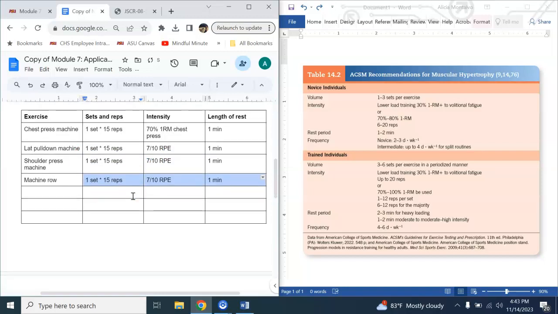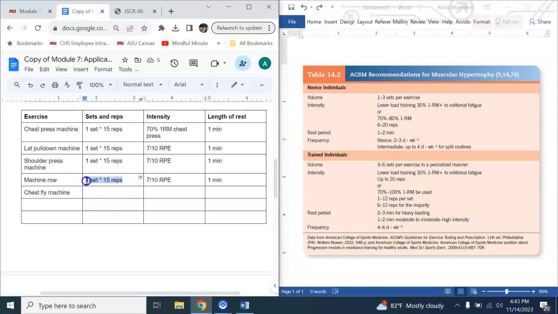So here we go. Let me think. What else can I put here? Do I have any other multi-joint exercises that I want to work? I've got a push, pull. Maybe I'm going to go to a pec deck or a fly machine. Chest fly machine. This is a single joint, so now this is going to be the most intense.